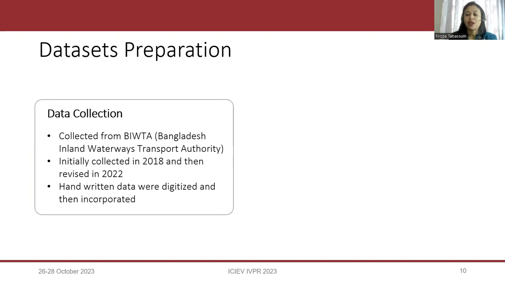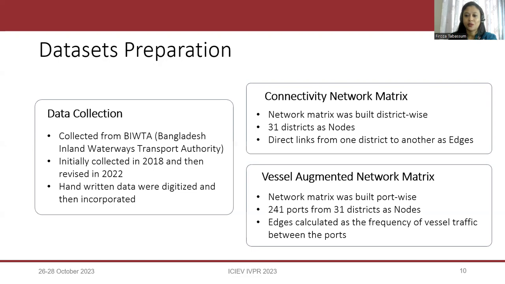We initially accumulated data from BIWTA in 2018, and we recollected the updated data in 2022. All these data were collected as handwritten data, which were later digitized for our analysis. From the digitized data, we then prepared two matrices for complex network generation: connectivity and vessel augmented.